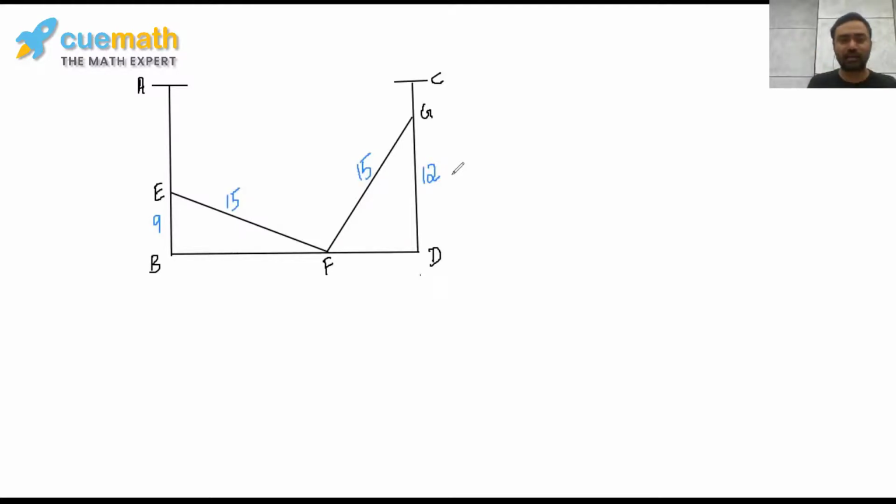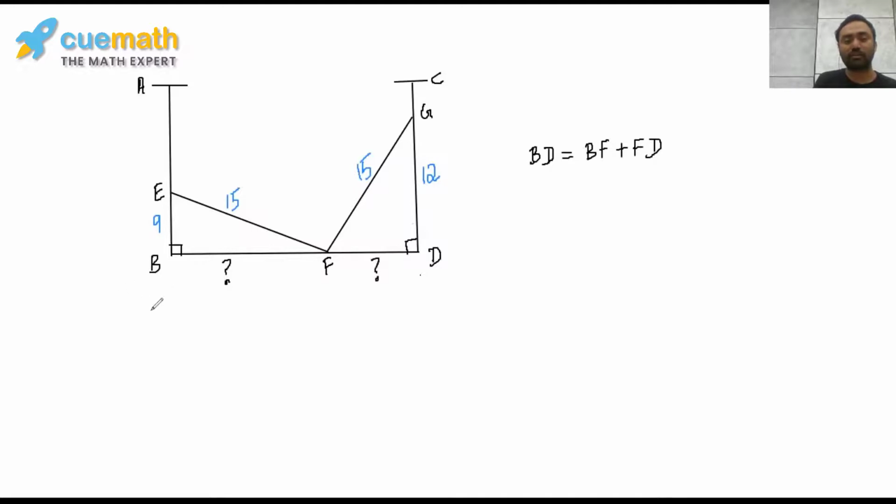If we look at this diagram, the width of the road is nothing but BD. So if we can find the length of BD, we will be easily able to tell the width of the road. Here we also see that BD is a combination of two line segments: one is BF and the other one is FD. EBF is a right angle triangle. Similarly, GDF is also a right angle triangle, where BF is unknown and so is FD.